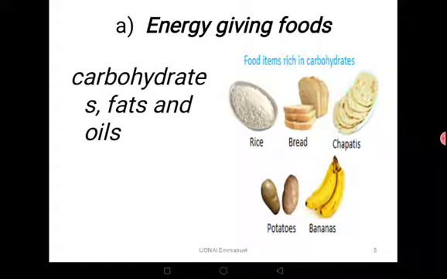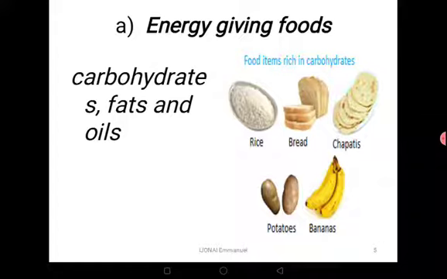So let's look at these foods much more in detail. We have the energy-giving foods, the ones that are called collectively carbohydrates, fats, and oils. You know very well where we can get them. The sources of carbohydrates include rice, maize, bread, chapatis, potatoes, bananas, and so on. Those are the sources of the energy-giving food. Those are some of the sources, and there are very many other sources.